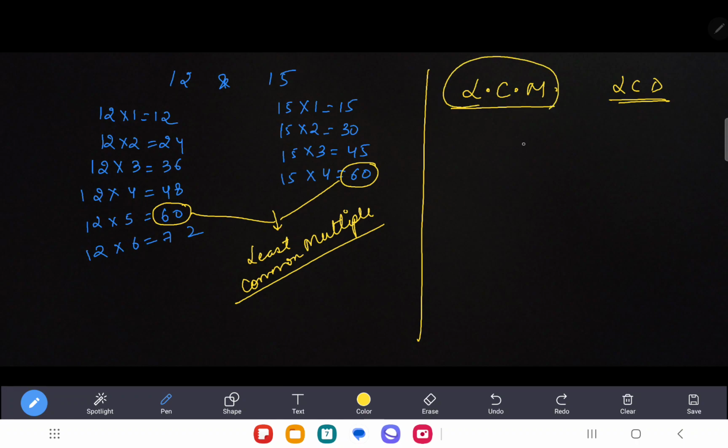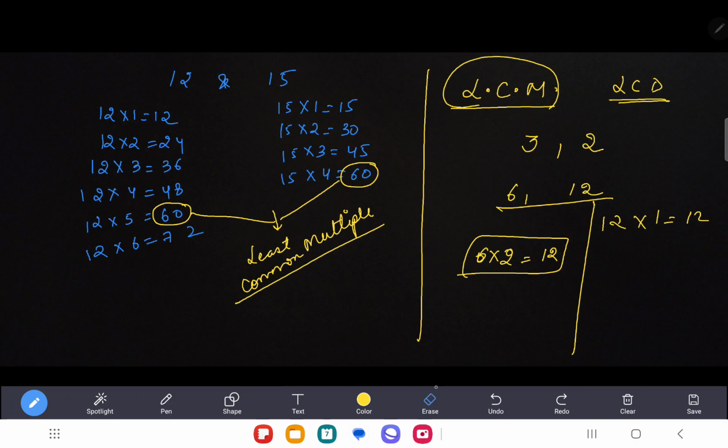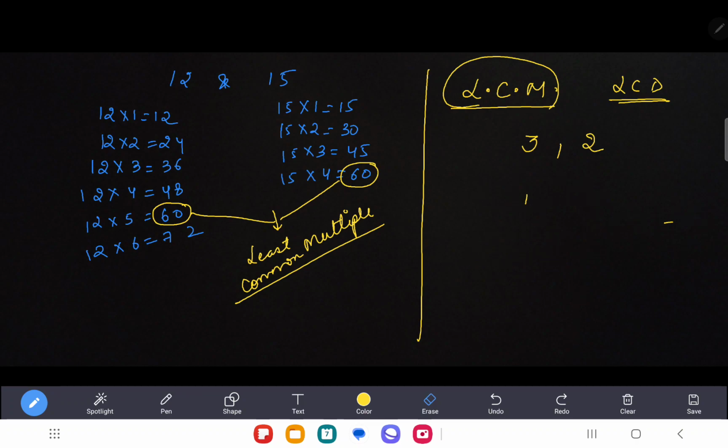If I ask you to calculate the least common multiple of 3 and 2, can you calculate that for me, Adam? 6. Very good. The least common multiple of 6 and 12? 12. Because 12 times 1 is 12 and 6 times 2 is 12. Are you understanding my point? Any doubts on this? No. Would you be able to understand this now? Okay, now do this.